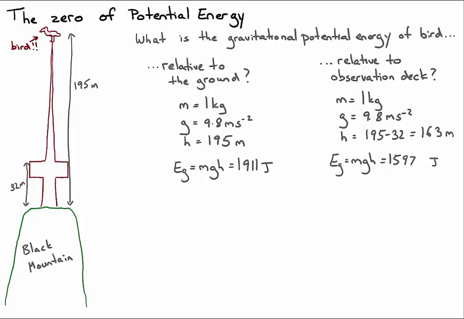So here's the puzzle. It's the same bird, it's staying in the same place, yet we've calculated two different gravitational potential energies for it. So how can one bird sitting in that one position have two different potential energies? Well, the answer to this is maybe obvious, or it may be a little bit subtle, is that potential energy is always calculated relative to some set 0 point.